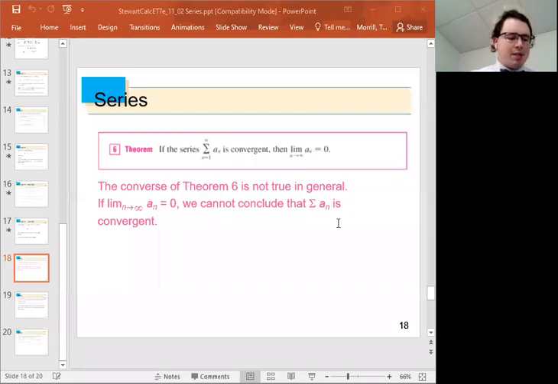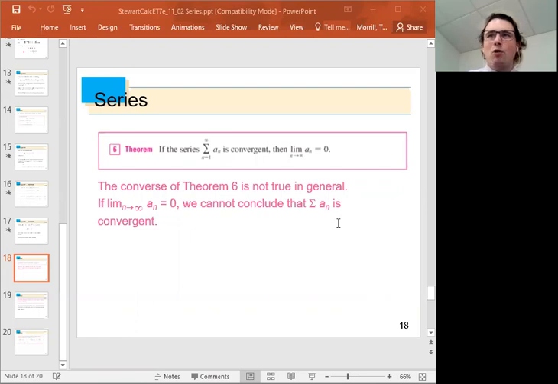So let's talk about some simple tests for divergence. This first one is pretty simple. If I have a convergent series, that means I'm adding up infinitely many things together, which means I have to take a limit, and that limit exists. So it must be that the limit of my individual summands, the numbers that I am adding up in my series, in the limit they must go to 0.